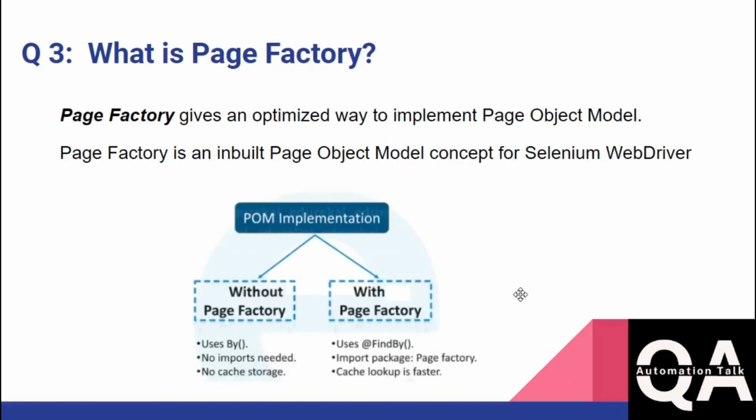The question is, what is Page Factory? Page Factory gives an optimized way to implement Page Object Model. You can say it is one of the implementations of Page Object Model, and it is inbuilt for Selenium WebDriver. You can see the implementation here. When you are using it without Page Factory, you have to use By. When you are using it with Page Factory, you can use @FindBy.